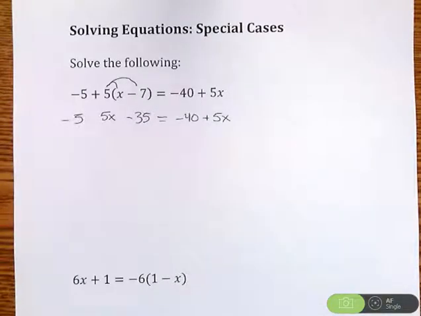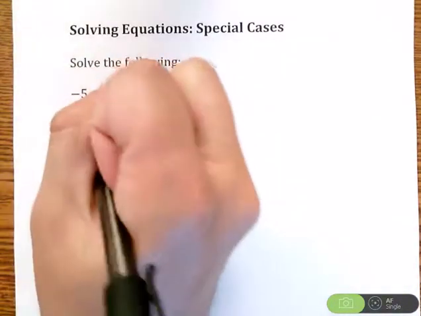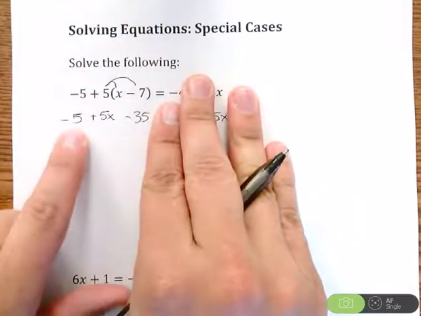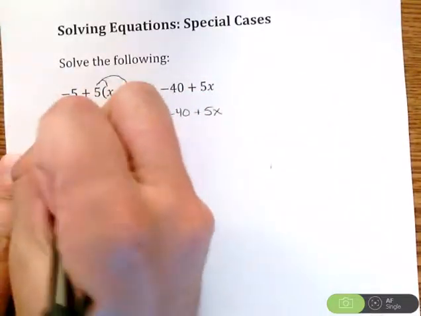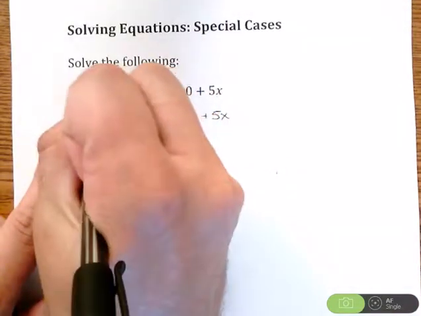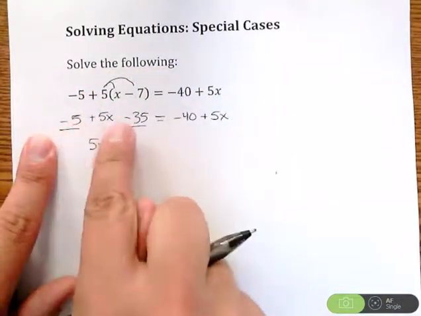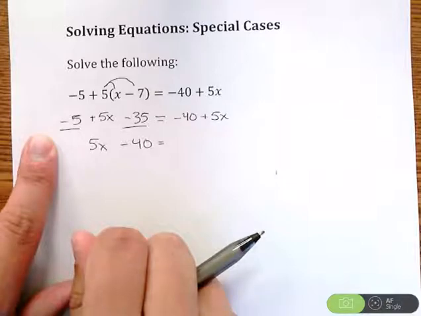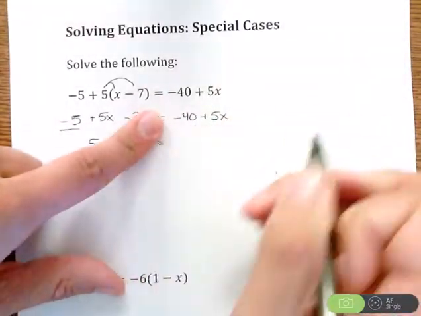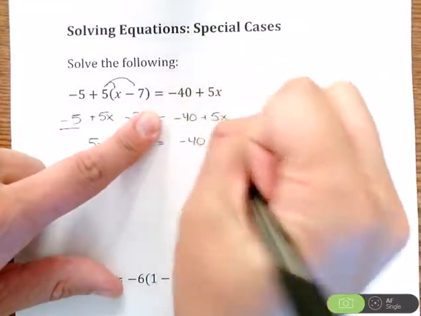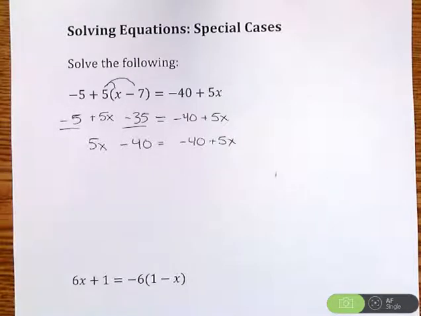Before I start worrying about solving this, I want to make sure we've combined all of our like terms on the left and right sides. On the left side, I see -5 plus 5x minus 35. The 5x comes down, and -5 minus 35 is -40. On the right side, there is nothing to combine, so -40 plus 5x stays the exact same. So always distribute and combine like terms on the left and on the right, and then finally we can get to solving.